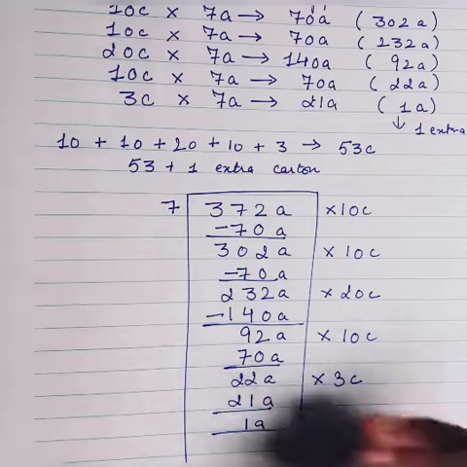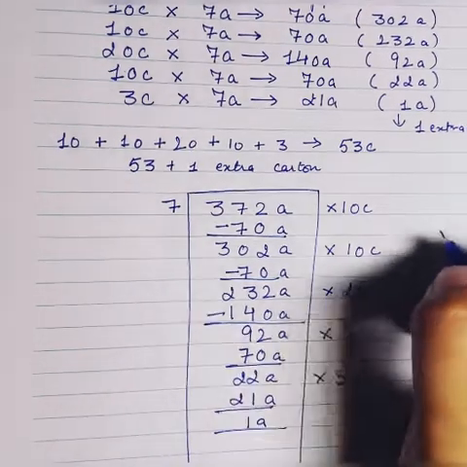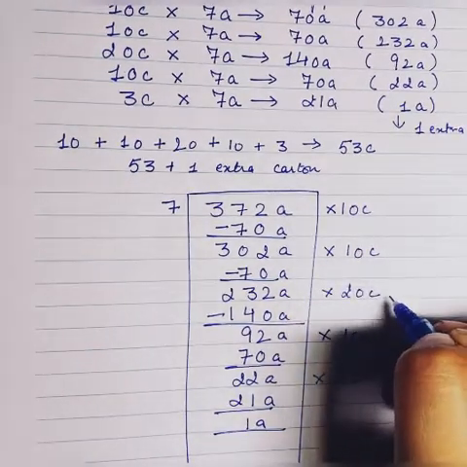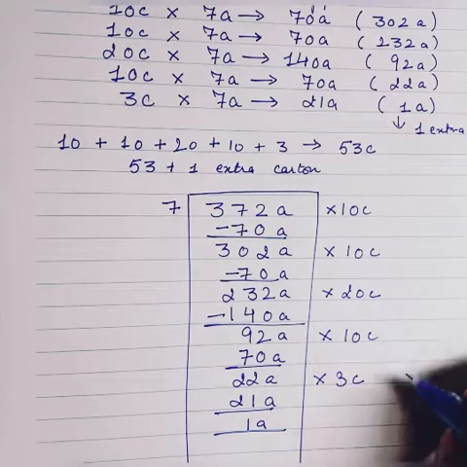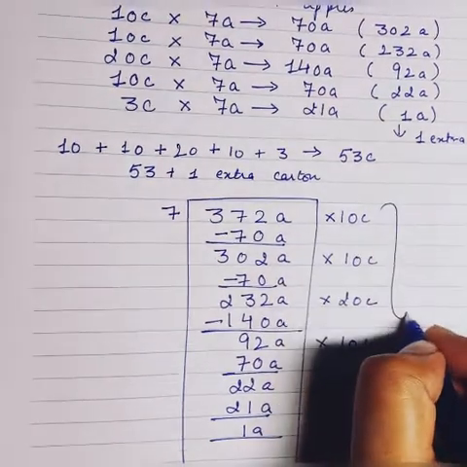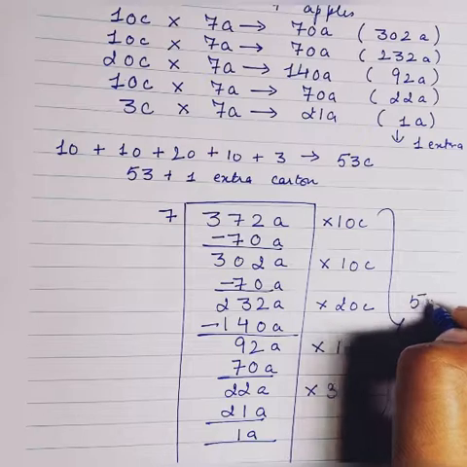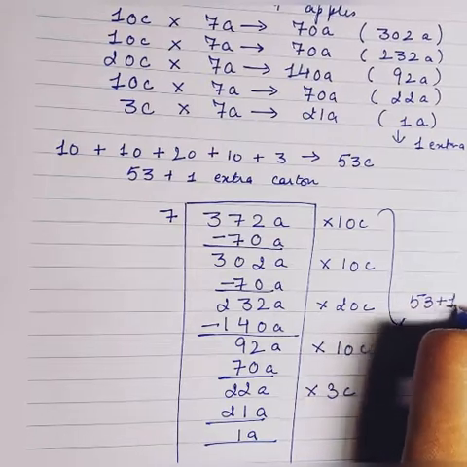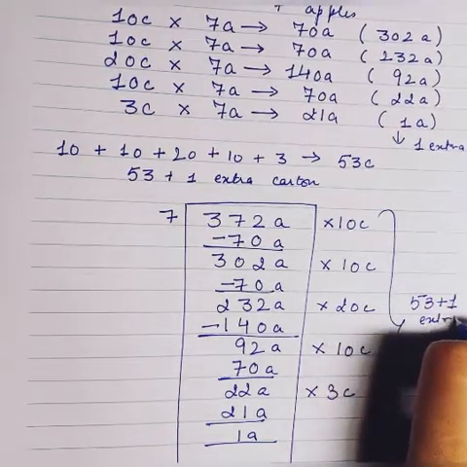Let's see how many cartons we have used. 10 plus 10 is 20, plus 20 is 40, plus 10 is 50, and 3, 53, and we've got 53 plus 1 extra carton.